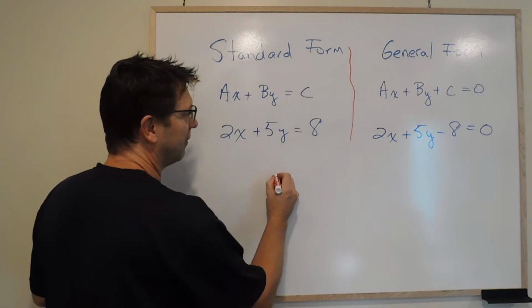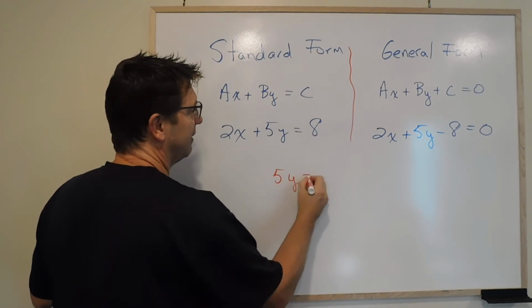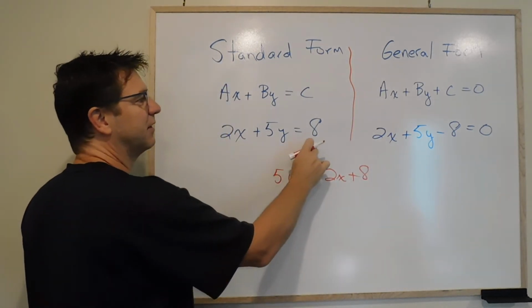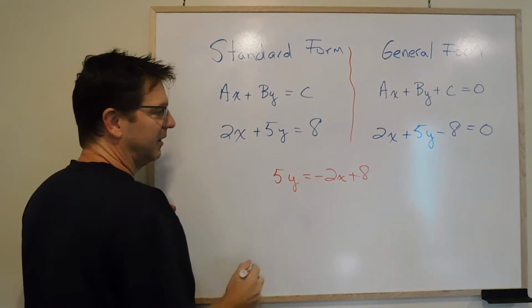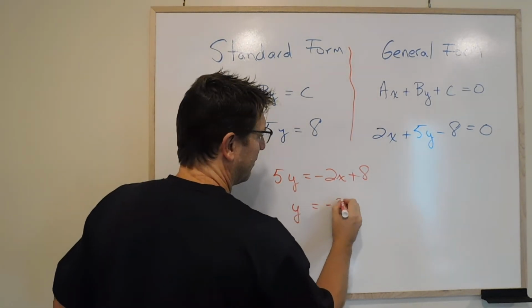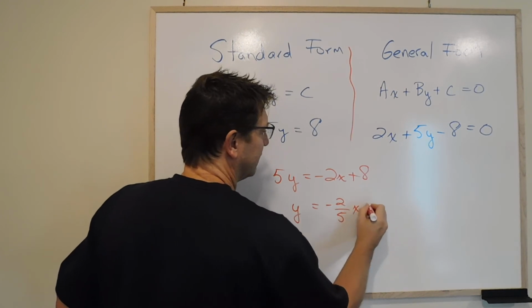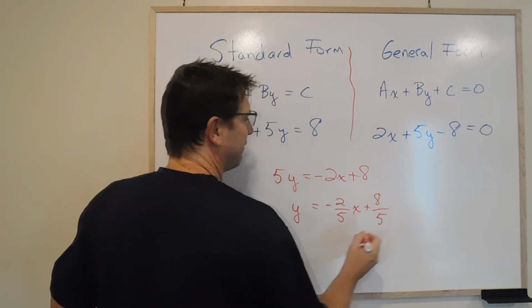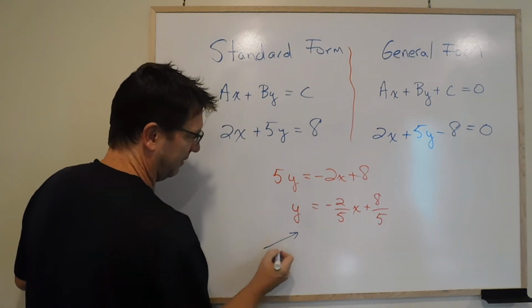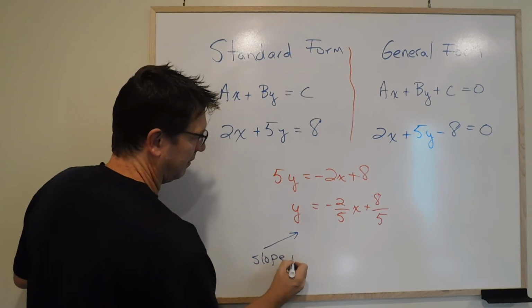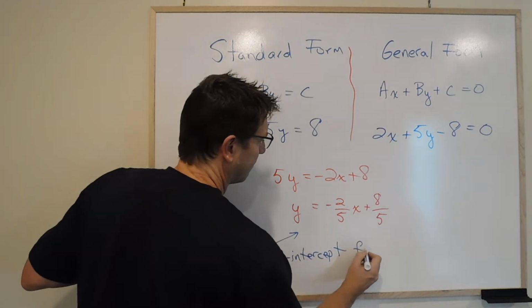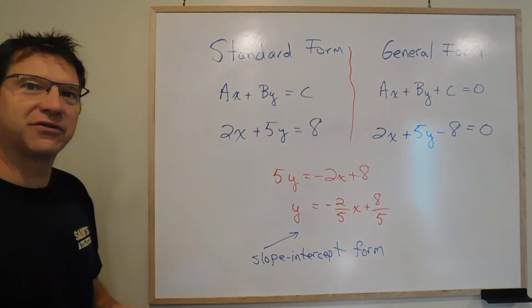If I chose to go 5y equals negative 2x plus 8, what I did was I brought the 2x over and made it negative 2x. And then I divided by 5, so that's y equals negative 2 over 5 x plus 8 over 5. Right? Now what I've done is I've written it here in slope-intercept form. Ooh, my printing's not very neat there.